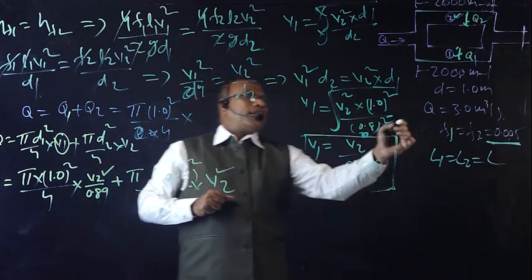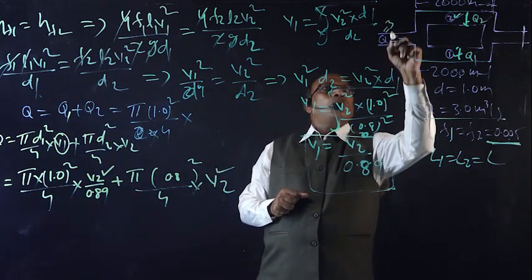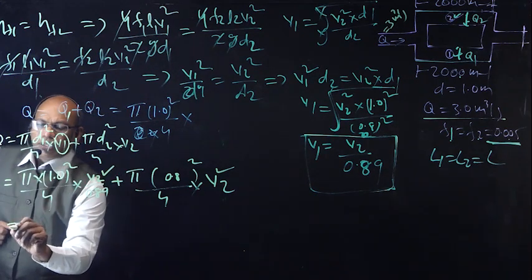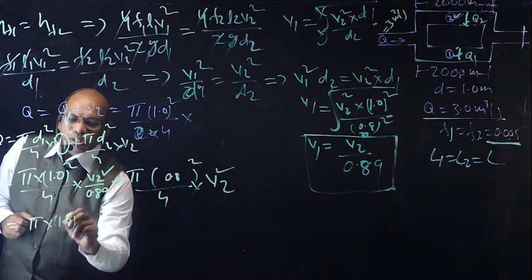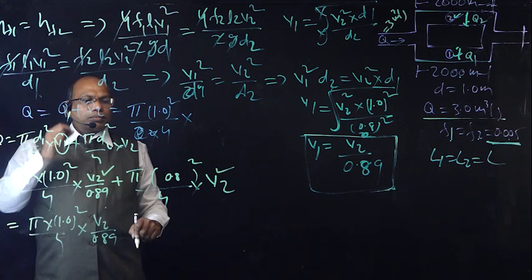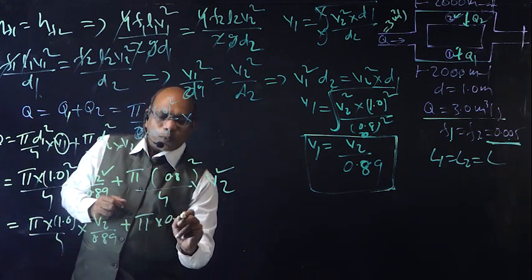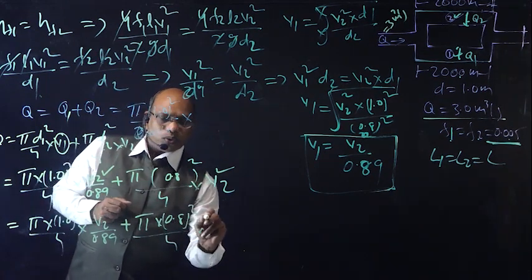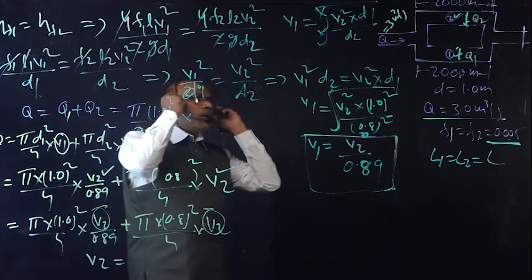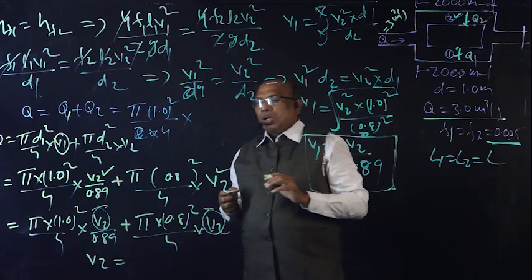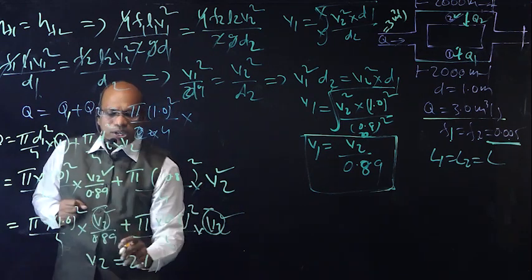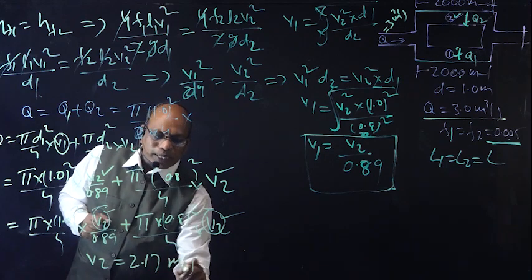In this problem, they have given discharge through the main pipe. Discharge through the main pipe is equal to 3 meter cube per second. Now we are going to substitute the value here. Discharge from the main pipe 3 is equal to pi into 1.0 square divided by 4 into V2 by 0.89, plus pi into 0.8 square divided by 4 into V2. Only unknown is V2. Right, from this equation, therefore V2 equal to 2.17. By solving this equation, V2 is equal to 2.17 meter per second.